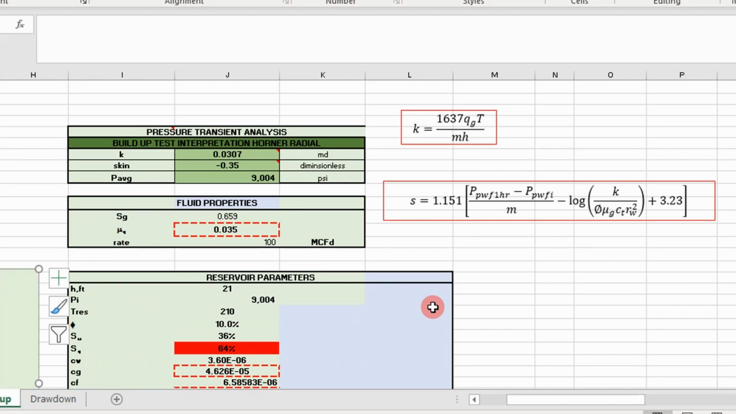And so guys, that's it. So we got permeability, skin, and average reservoir pressure from a buildup test, and that's what I wanted to show today. And there's more good stuff to come. We'll probably deviate from the reservoir engineering theme a little bit, but it'll stay petroleum engineering for right now.